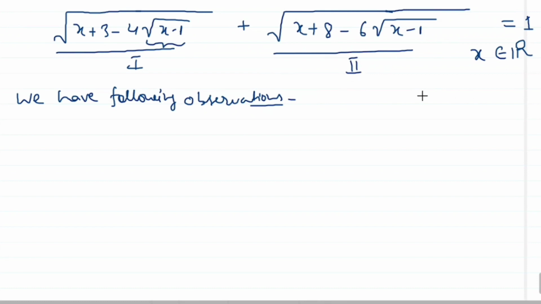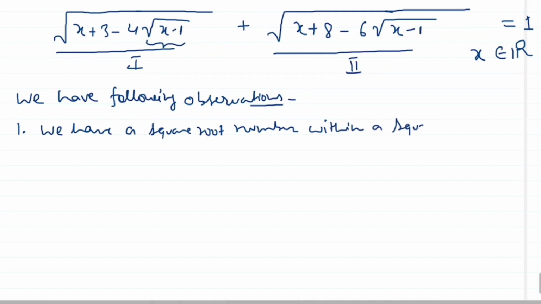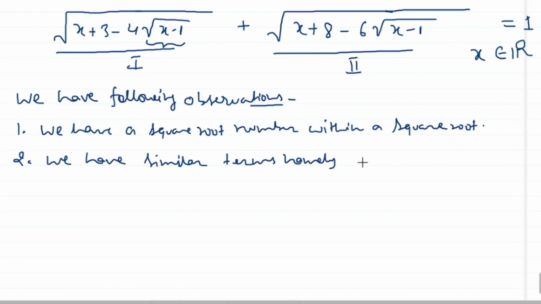Let us start solving this problem by the following observations. First one, we have a square root number within a square root. Second observation, we have similar terms, namely the square root of x minus 1 in both expressions.